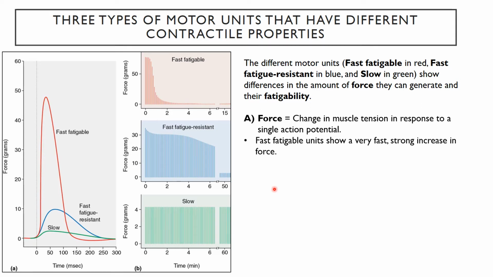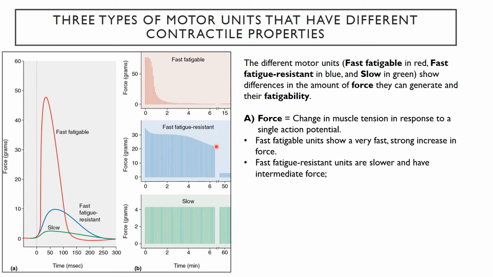So fast fatigable units, they can exhibit very fast initiation of force when they get initiated. So the initiation time is 0 here. When a fast fatigable unit is activated, it can exhibit a lot of force. So this particular fast fatigable unit is getting up to nearly 50 grams. That's a lot for a single unit. But it starts to fatigue quite quickly. That's why it's fast fatigable. So it peaks and then goes way, way down.